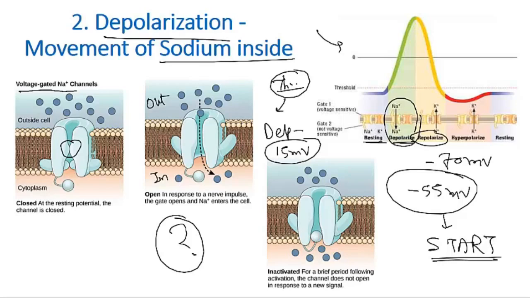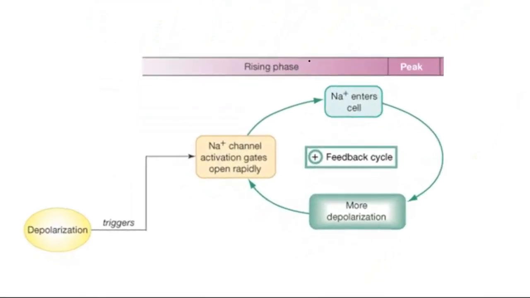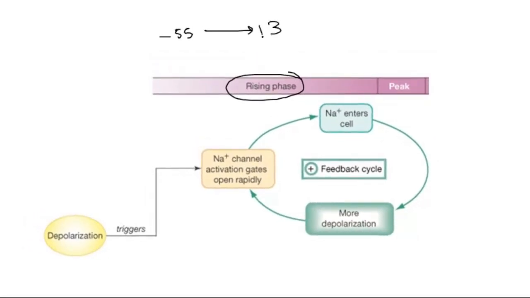But what we know is that the sodium flowing inside works as a positive feedback loop. So let's look at that feedback loop. What is going on? This is the rising phase of membrane potential from minus 55 to plus 30 or 35 millivolts, a very rapid change due to the movement of sodium inside the cell.